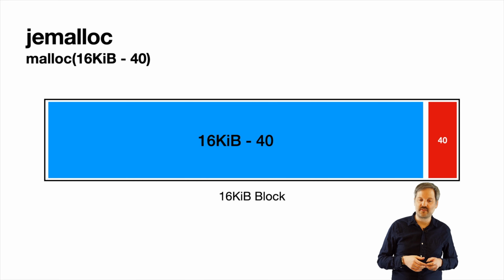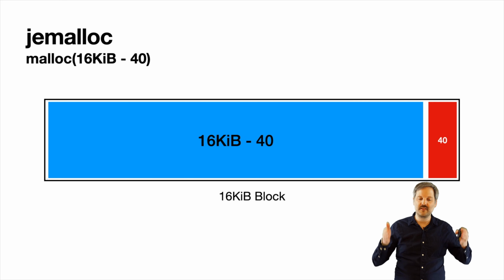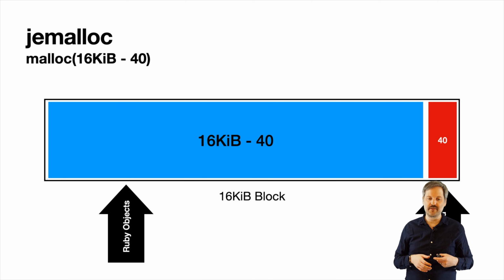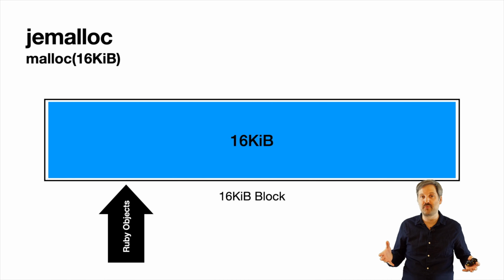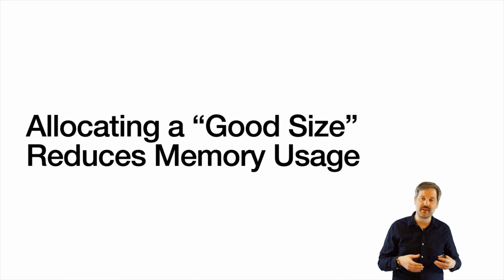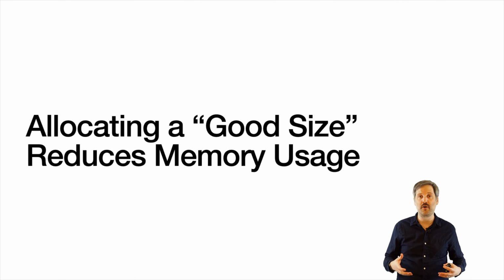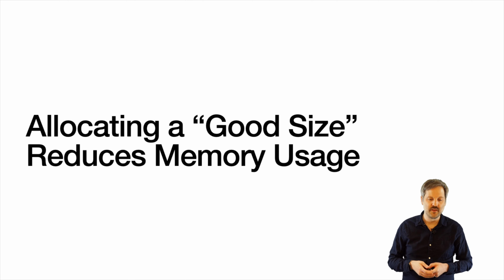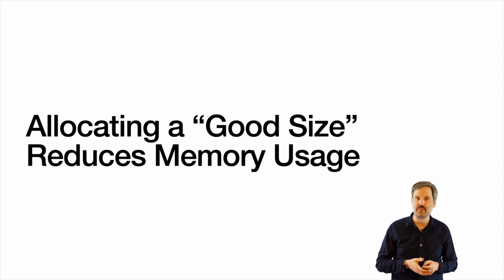Now, why is this? The reason is that jemalloc uses fixed size blocks, and 16 kilobytes is one of those blocks. So if we allocate something near 16 kilobytes, the entire block will get reserved, but in our case, that ending 40 bytes is just never used. It's wasted. If we turn around and allocate exactly 16 kilobytes, then that entire block ends up being used. If we allocate a convenient size for the malloc implementation, we can use memory more efficiently and overall reduce the amount of memory that we use. So allocating a good size reduces our overall memory usage.